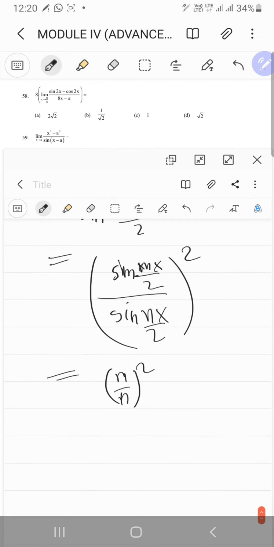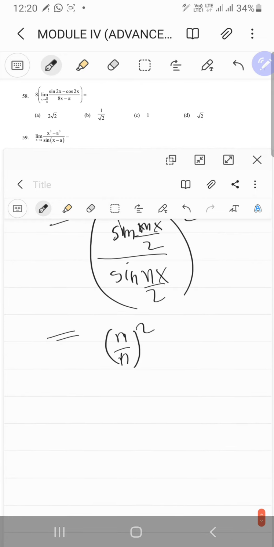x approaches pi by 8, sine 2x minus cosine 2x upon 8x minus pi, and 8 times of that basically. Okay, so this question is sine 2x minus cosine 2x upon 8x minus pi. That is x minus pi by 8. So this can be written as 2x approaches pi by 4.